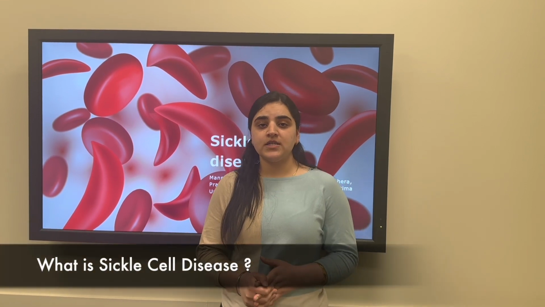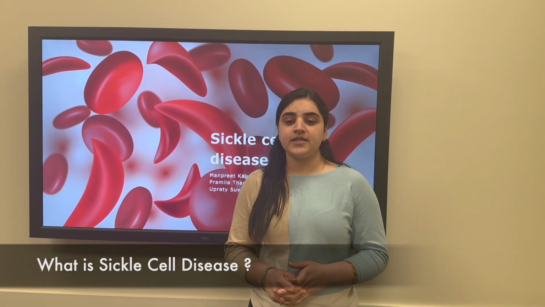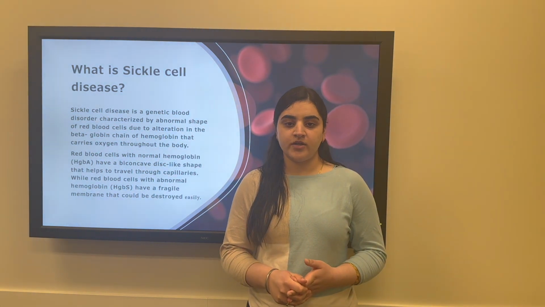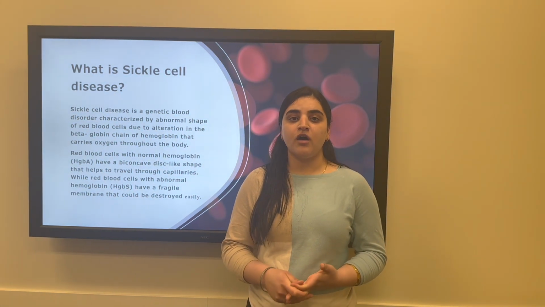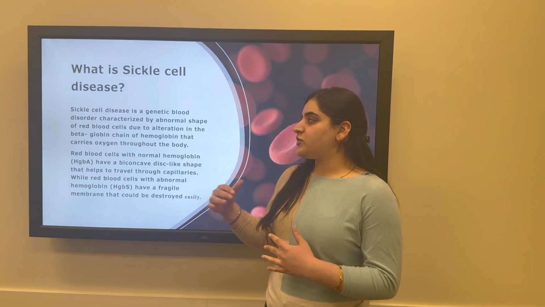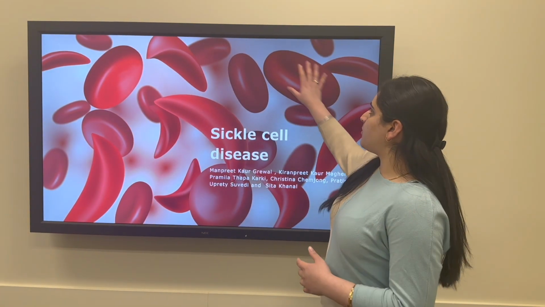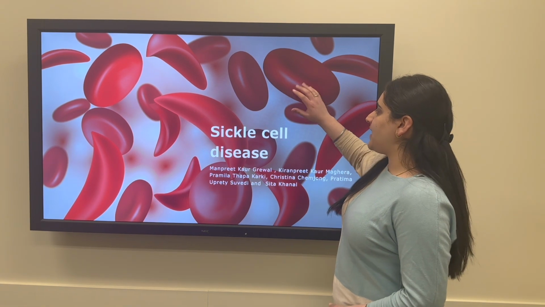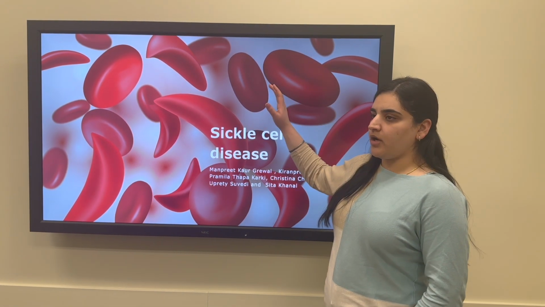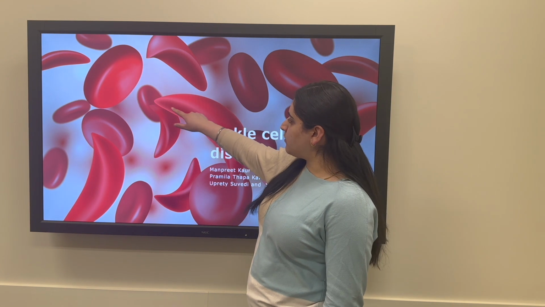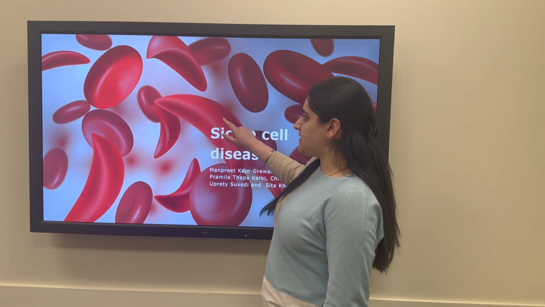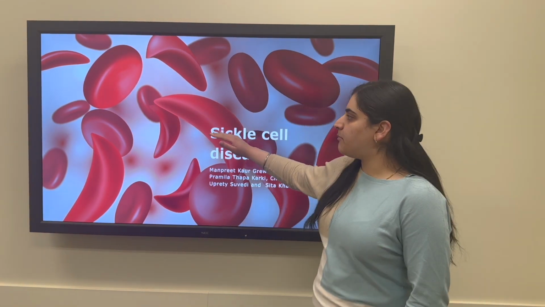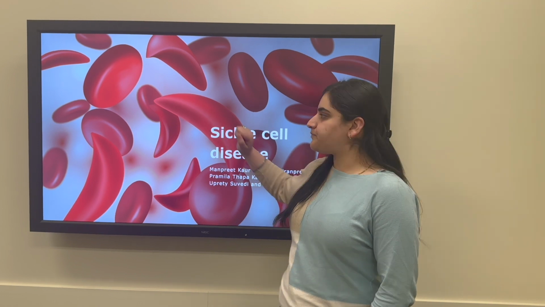The first question is, what is sickle cell disease? Sickle cell disease is a genetic blood disorder characterized by abnormal shape of red blood cells. As we go to the previous slide, this is the normal shape of red blood cells, the biconcave shape that helps to carry oxygen throughout the body in the blood. This is the abnormal shape of the red blood cell. This occurs due to mutation in the beta globin chain of hemoglobin.